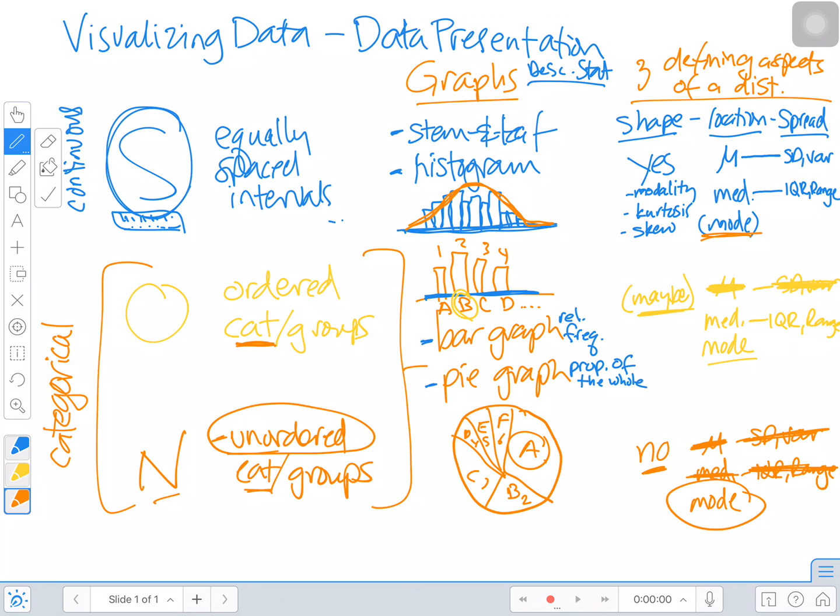In summary, for a scale variable or continuous, we create stem and leaf plots and histograms. For nominal and ordinal variables, which are categorical, we create bar graphs and pie graphs. So I hope this has been helpful to you as you are learning about data presentation.